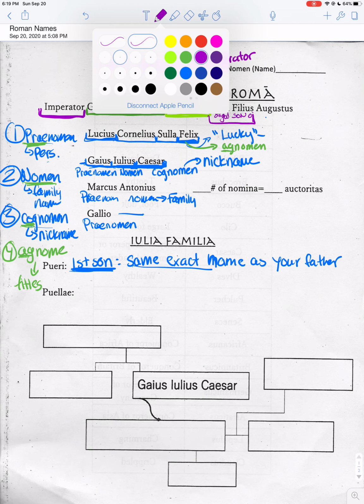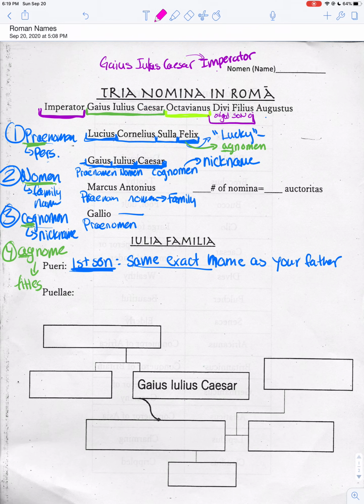And then later on, we have the Senate. The Senate is the one who gave Octavian the name Augustus, and that's what he's going to use from about, I believe, 29 BCE until his death in 14 AD. So he's only really known as Augustus in the second part of his life.